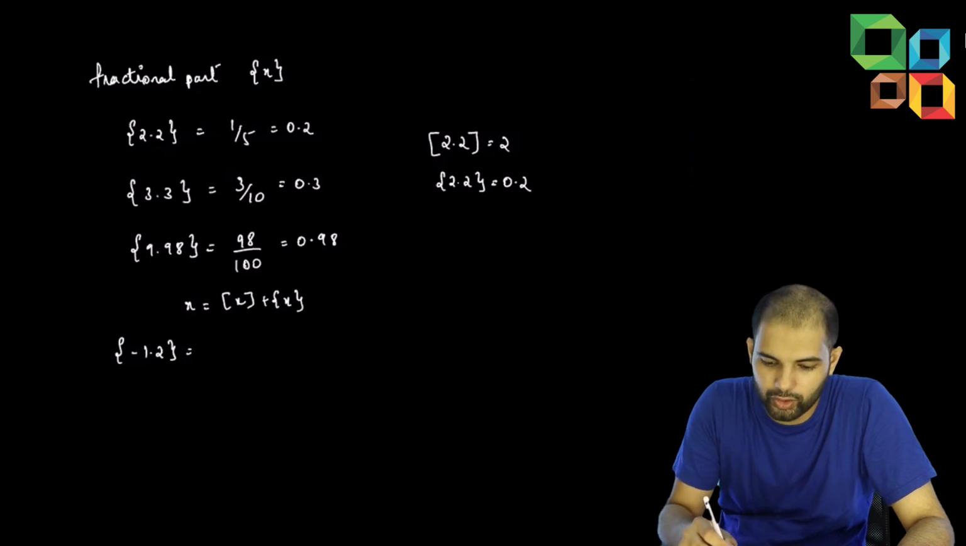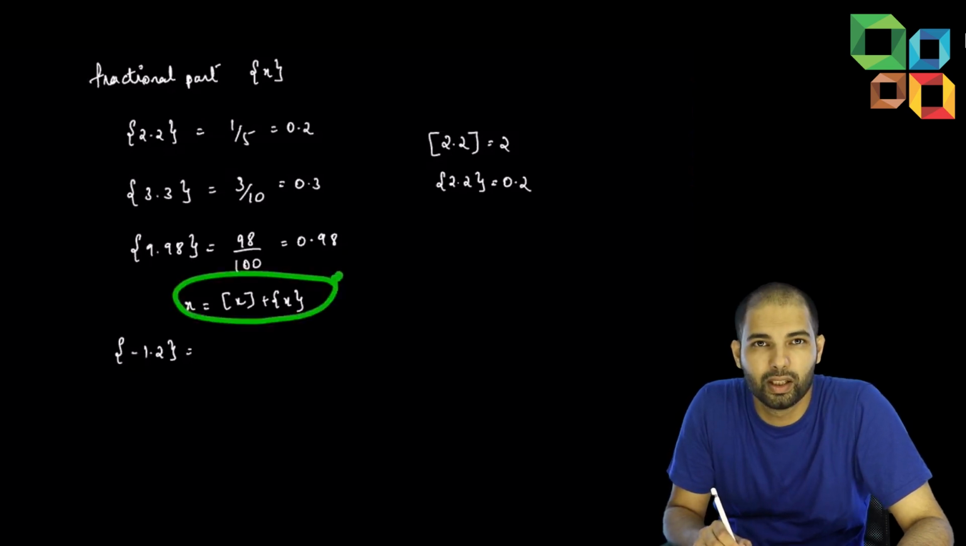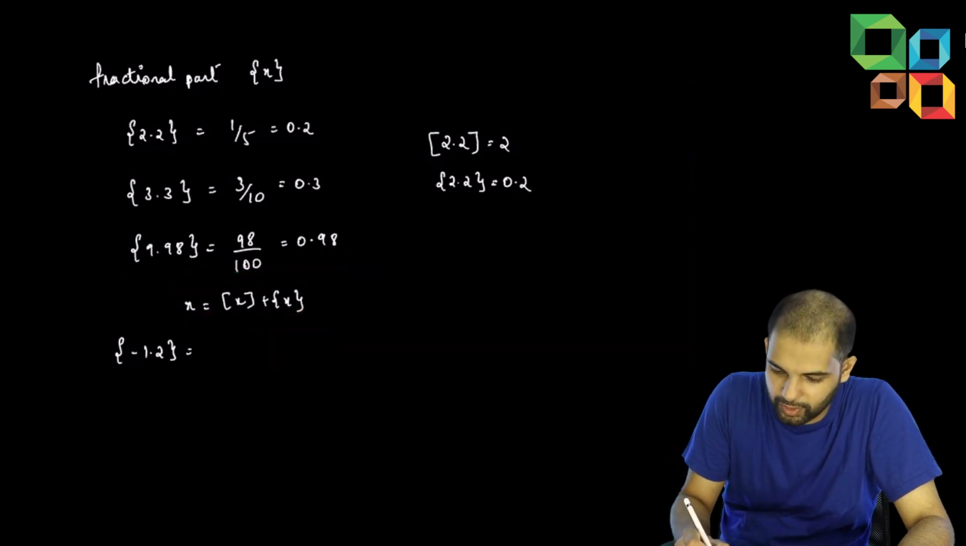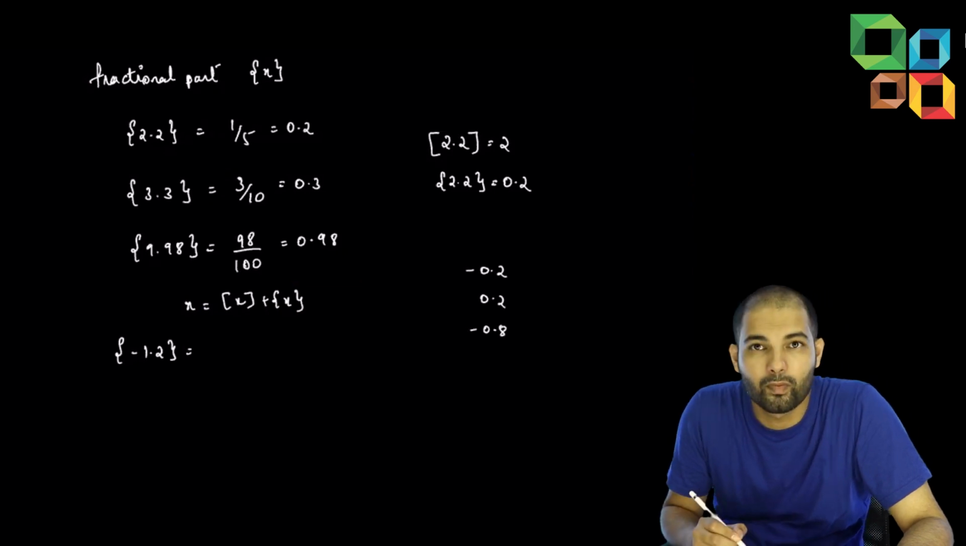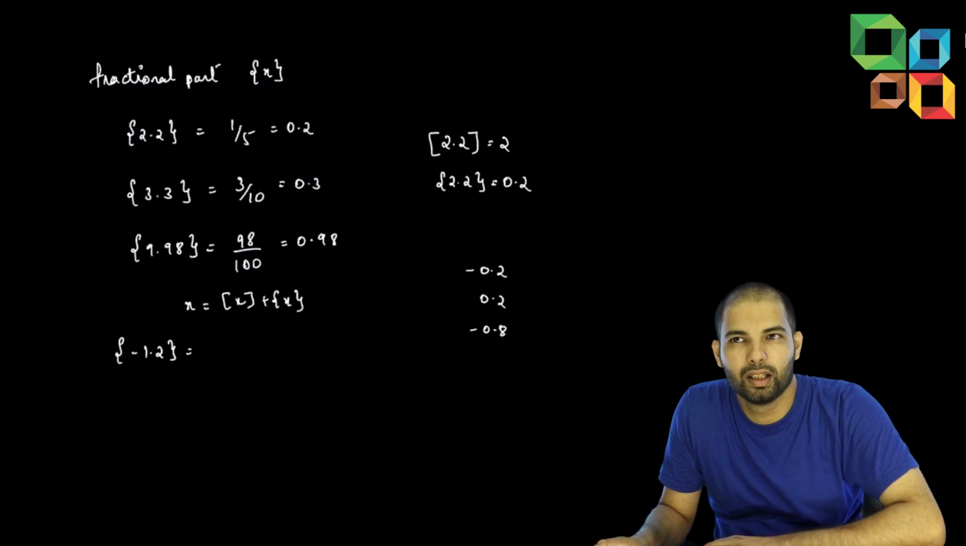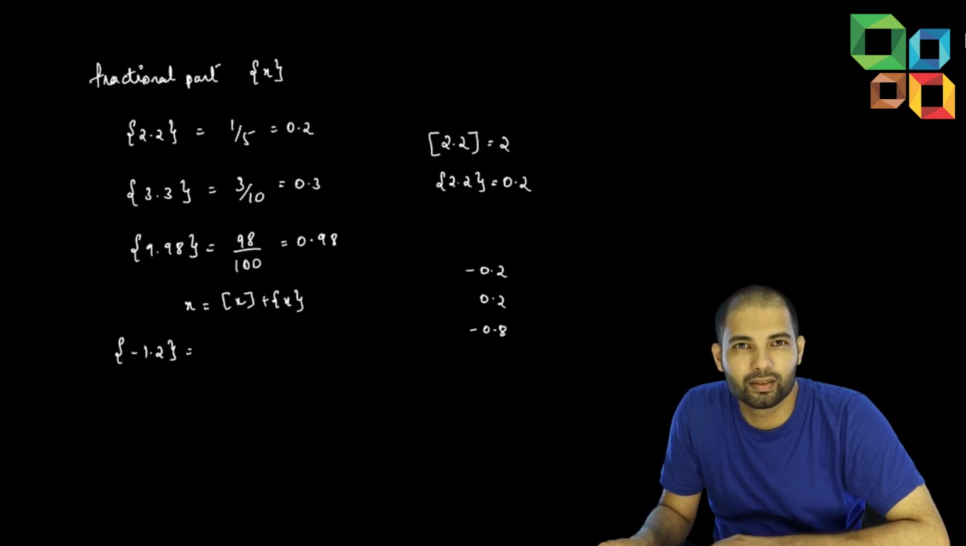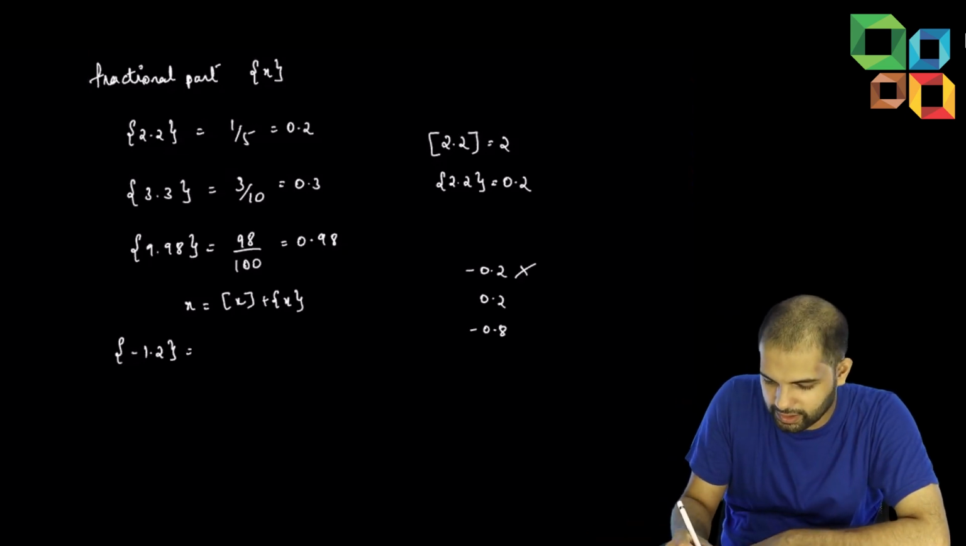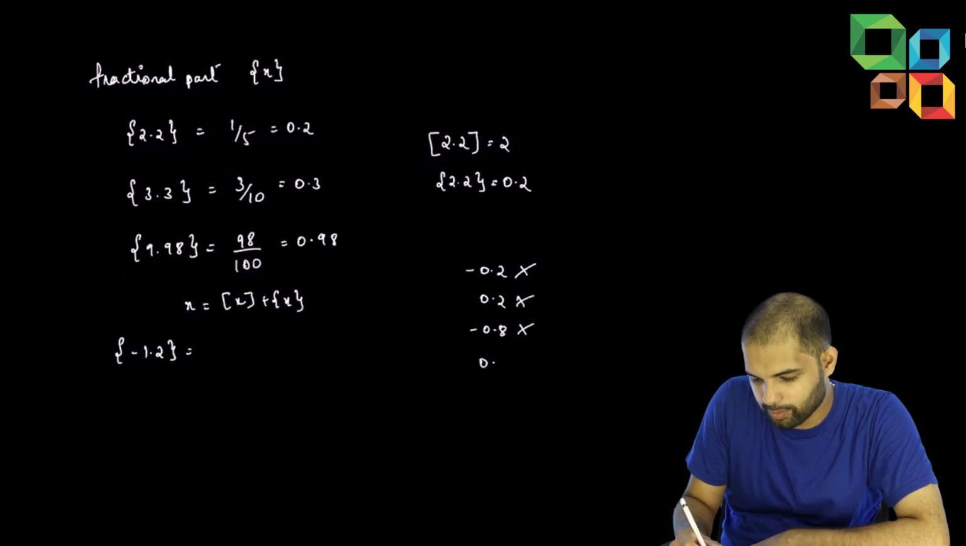Can you use this definition and find out what it is? Is it minus 0.8? So we have got three different answers already. One answer is minus 0.2. One answer is 0.2. One is minus 0.8. So can we just use the definition and check? It will be plus 0.8. So all of these three answers are actually wrong. The correct answer is 0.8.